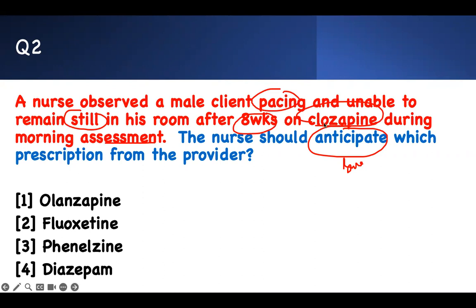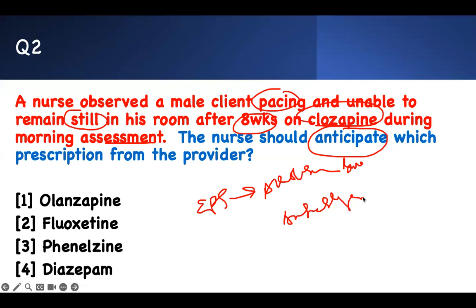Rewrite it. Antipsychotic clozapine, right? You've been on it for 8 weeks. All of a sudden, you're pacing and can't remain still. What is that? This is akathisia. You have to know it's an extrapyramidal side effect. What is the treatment for this? It's mostly anticholinergic drugs, like benztropine. Benadryl is one of them. There are so many medications you can use to treat extrapyramidal side effects, right?